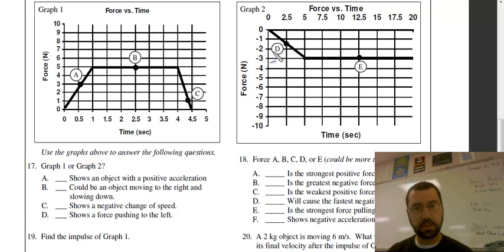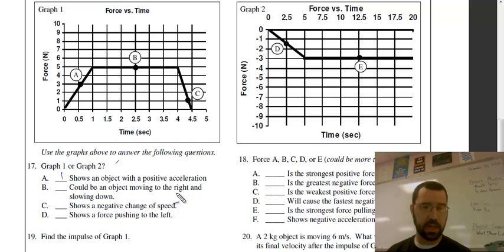If you'll notice real quick, there are some significant differences. Graph 1, here we're dealing with a positive force. Here the force is negative, so it's either moving from the right to the left or it's moving down. The direction of that force is either to the left or it's down, and that's what makes it a negative force and what causes the differences. So 17a shows an object with a positive acceleration. Well, if the force is negative, then the acceleration can't be positive, so this would have to be graph 1.